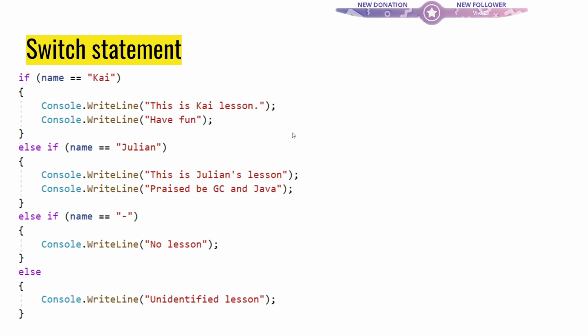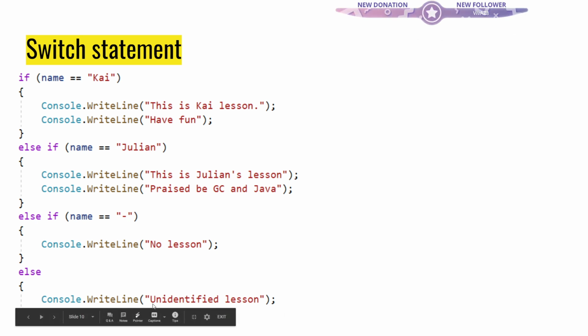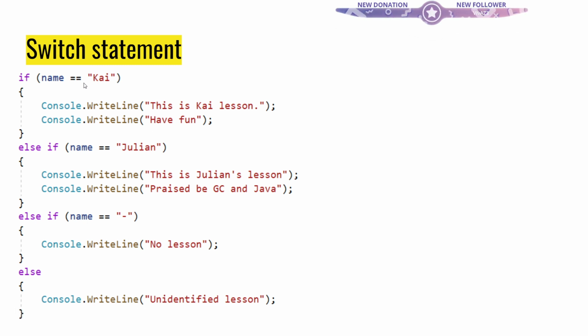Sometimes we have lots of value comparisons. For example, here we compare a name to something else. So here a name equals Kai, a name equals Julian, a name equals a minus sign, and then else we say it's unidentified lesson. And we do different things when a value equals something specific. So when we have a specific value comparison, like here, we should prefer doing it a bit differently.